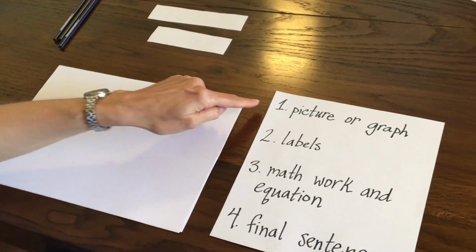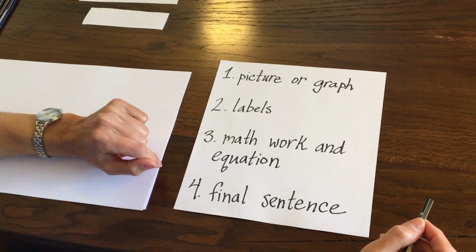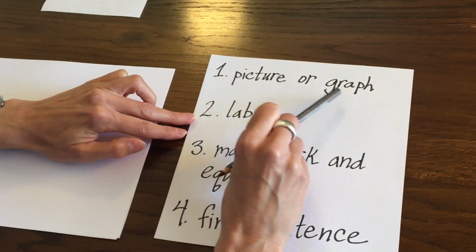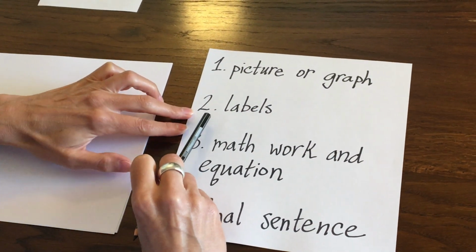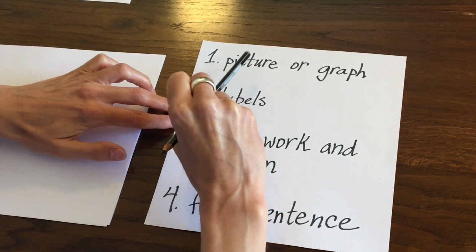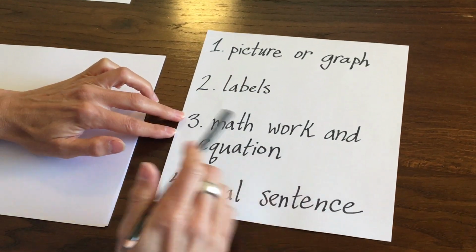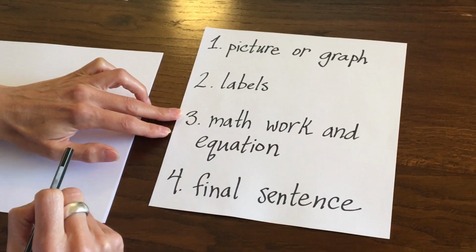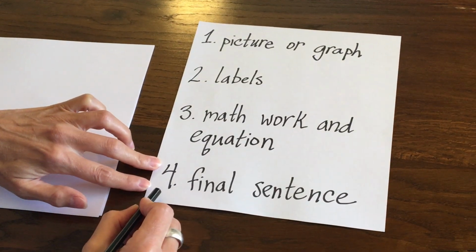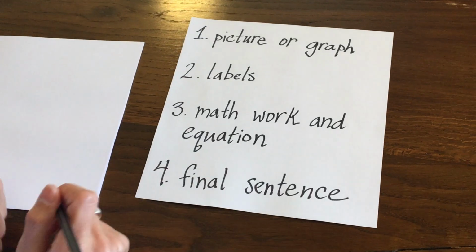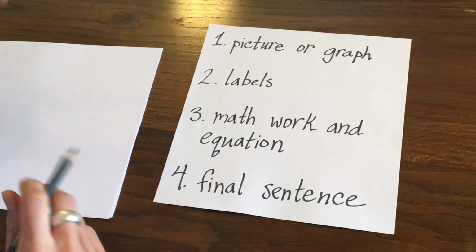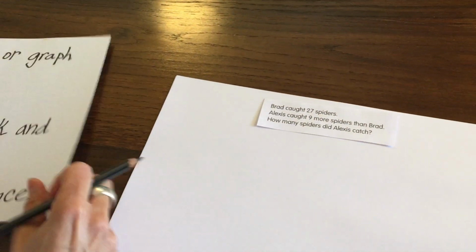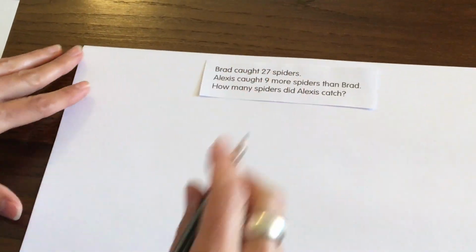So there are 4 things that we must include when we do a story problem in math. First, we must make sure that we have either a picture or a graph. Second, we must label either our picture or our graph. Third, we need to show our math work and the equation that we used. And fourth, we need to write a final sentence. So I'm going to show you how to do all 4 of those things in a story problem with the word "more" today. First, let's read the whole problem.